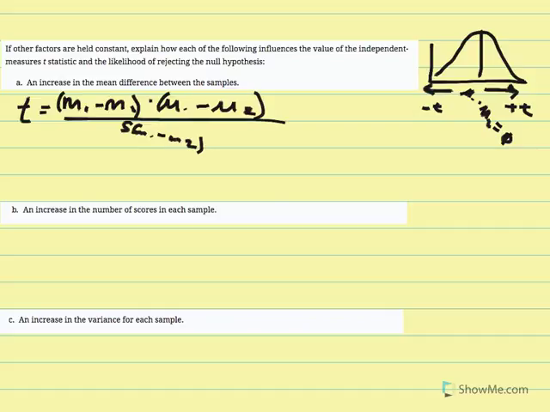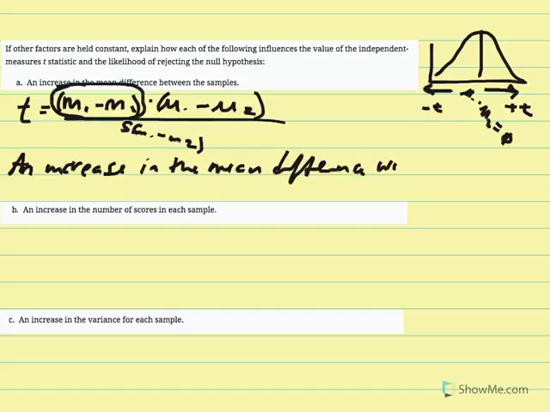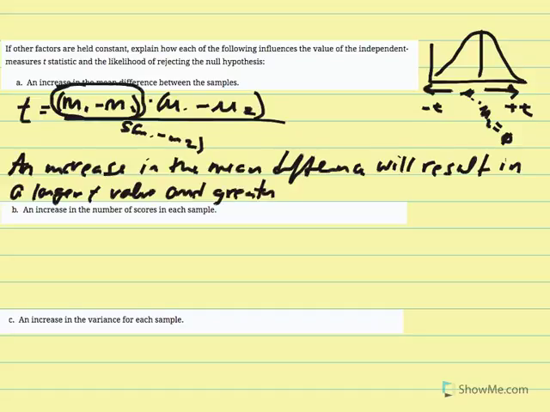And now we're saying, what if an increase in the mean difference were to occur? So if this part of the equation, the mean difference, remember that the researchers are always hoping for large mean difference and low variability. The combination of those scenarios will produce the highest t value. So if we have an increase in the mean difference, an increase in the mean difference will result in a larger t-value and greater likelihood of rejecting the null.